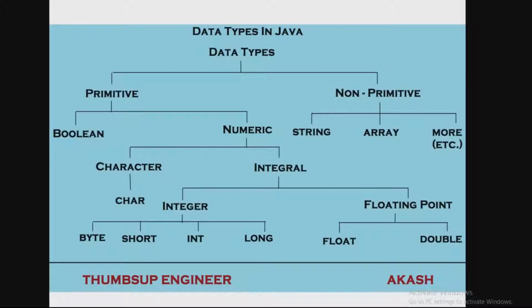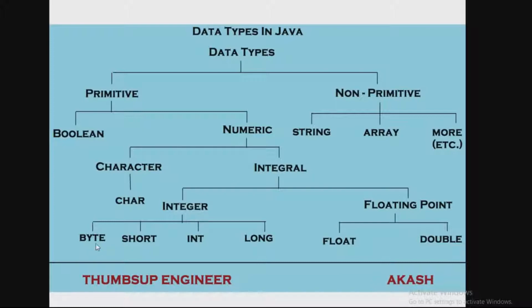In primitive we have two types, that is Boolean and numeric. Boolean will have a value either true or false. Numeric we have two types in that, that is character and integral. Character has a char value, for example a, b, c, d like that. Only one character will be taken. And there is another type, integral. In integral we have two types, that is integer and floating point.